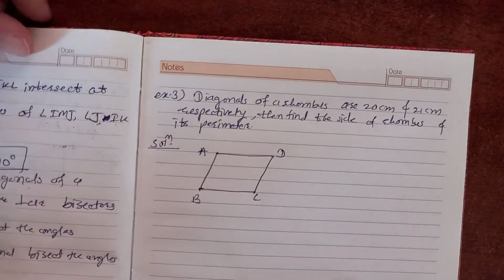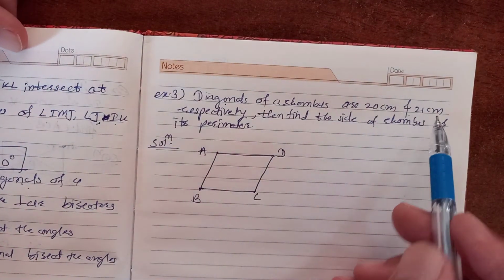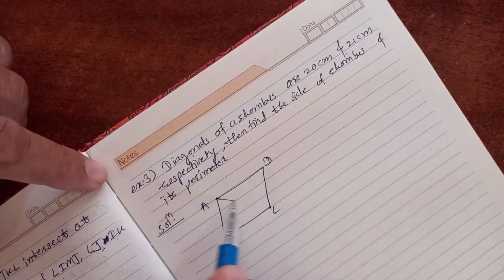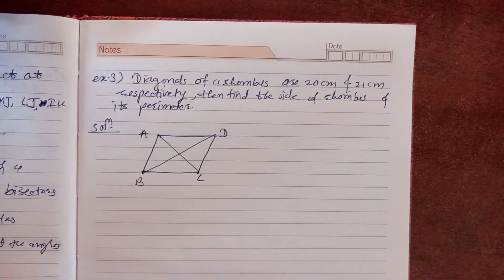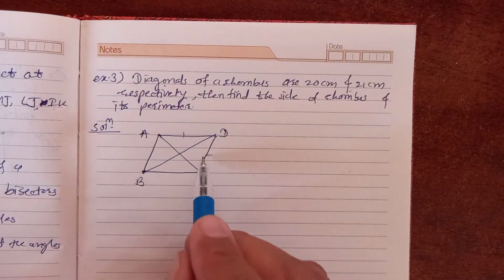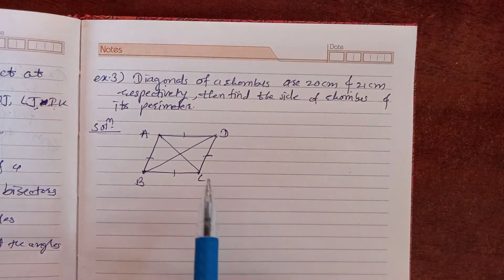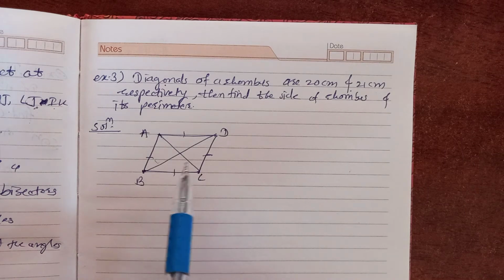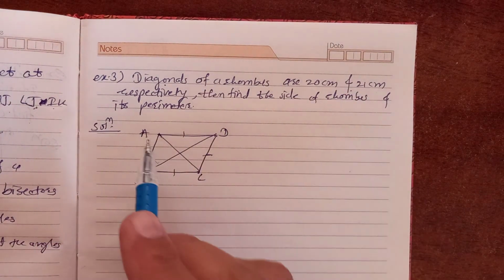Then third example we'll see. Diagonals of a rhombus are 20 and 21. See here. Suppose this is a rhombus. Now we know rhombus means what? All sides are equal. But very important, here you have to draw all this figure using the pencil. If the figure is not given in the example, if you draw the figure, you will get the idea how to solve this one. Okay. Diagonals of rhombus are 20.